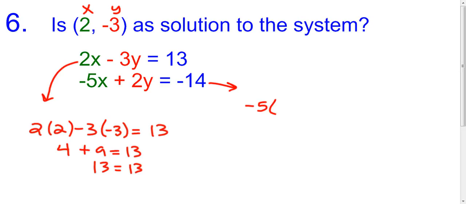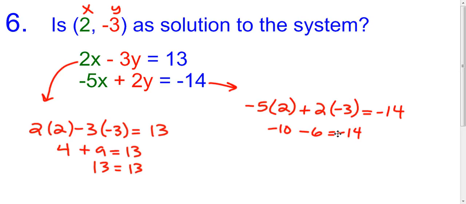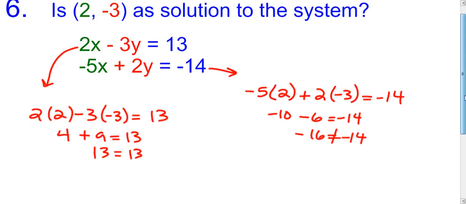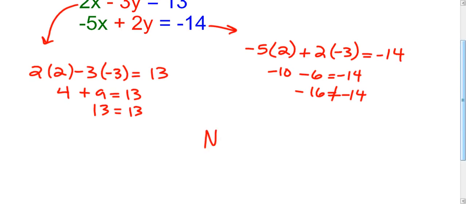So -5 times x, where x is 2, and 2 times y, where y is -3, is supposed to equal -14. So I'll check that. -5 times 2 is -10, and 2 times -3 is -6, and -10 minus 6 is -16, and it does not equal -14. So because (2, -3) does not work in both equations, it's not a solution. Okay, if it worked in both, it would be a solution.